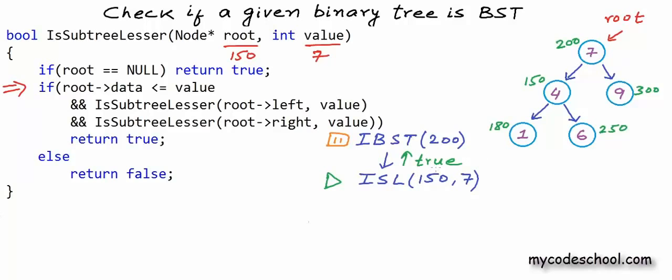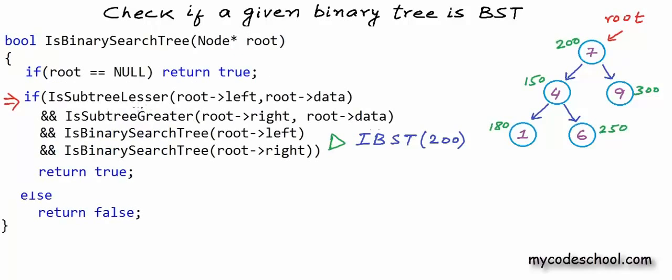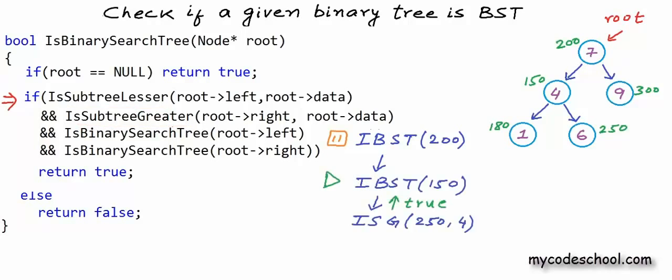And now the isBinarySearchTree function will resume. For this call, we have evaluated the first condition. We have got true. Now this guy will make another call to isSubtree greater, passing the address of the right child and value 7. This guy, after everything, will return true. And now we will have two recursive calls to check if the left and right subtrees are binary search trees or not. We will first have a call for the left subtree.